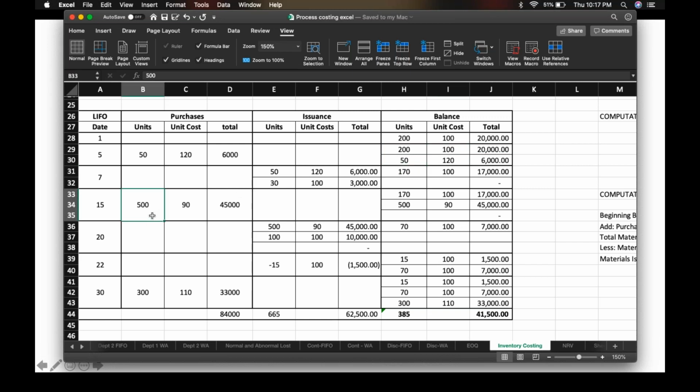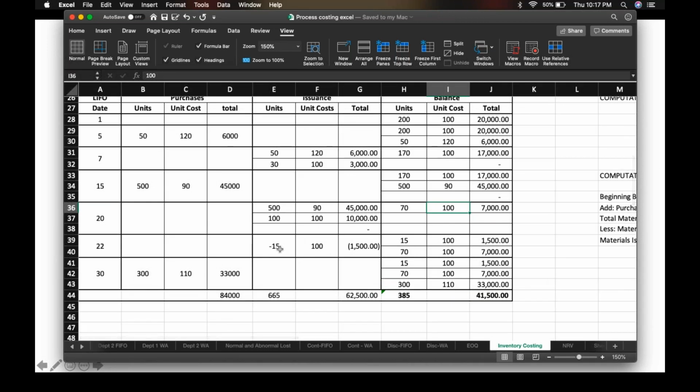Okay, we purchase 500, 500 at 90. That's the last in. So if there's a request of 600 units, yung unang 500 doon kukunin sa tag na 90. Yung 100 sa tag 100. So 170 minus 100, we have still 70 units at 100.